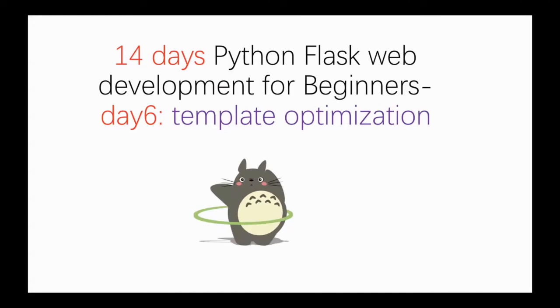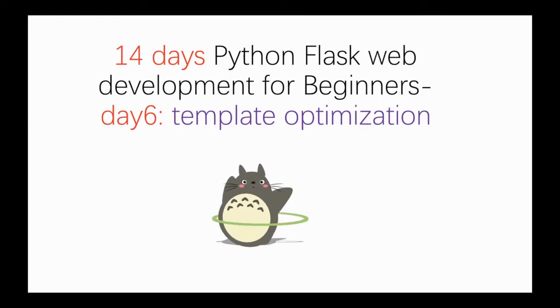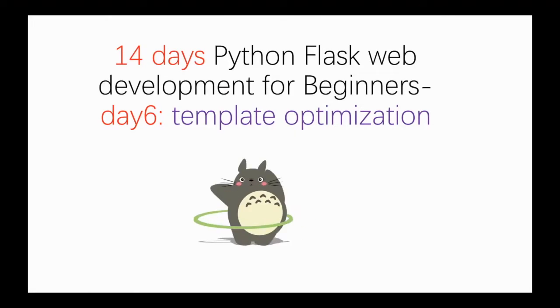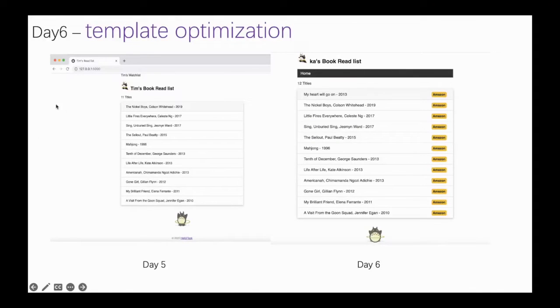Web development for beginners. Today's topic is template optimization. This is the last test index page we have developed. And today's goal is to develop this kind of template index page. There are some changes and differences from last time. For example, there's a navigation part. Also, we have added the Amazon link of each book.